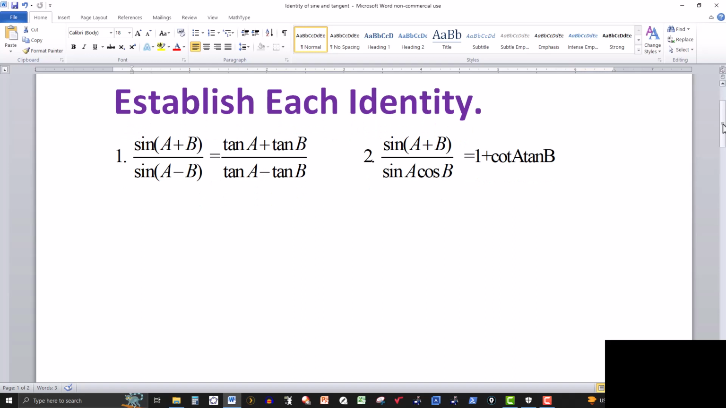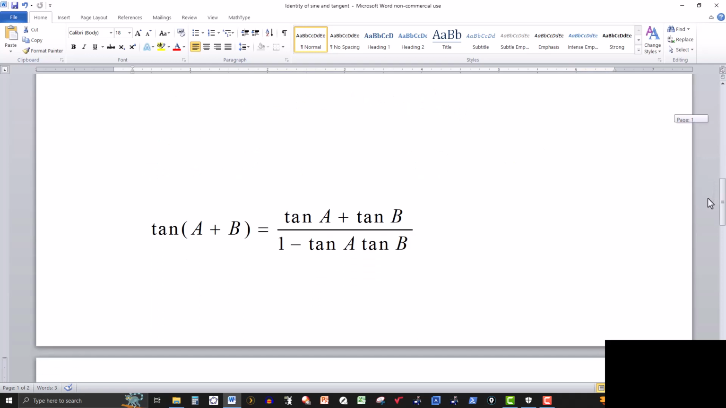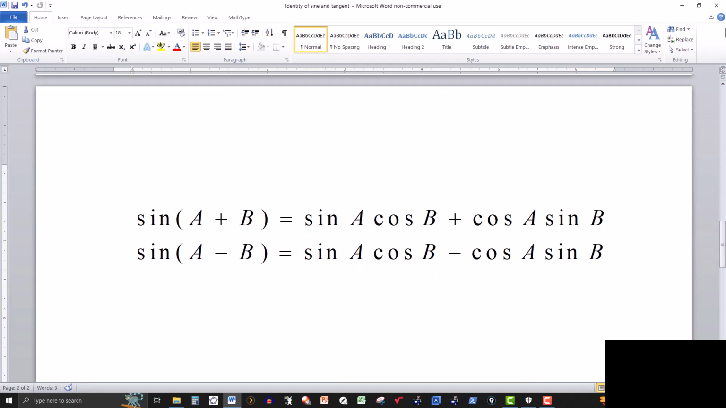In this video, we have two trigonometric identities to establish, or prove, or confirm, different ways to say it. And we're going to be using some angle sum identities, these right here. The sine of A plus B is given by sine of A cosine of B plus cosine of A sine of B. And then the sine of the difference of A and B, you can see the difference there: instead of a plus in the middle, it's a minus. That's what we're going to be using to prove these two identities.